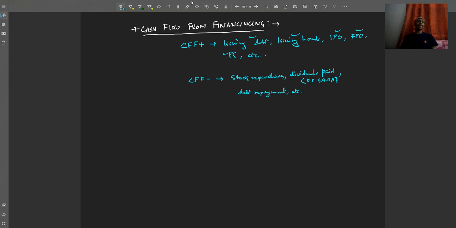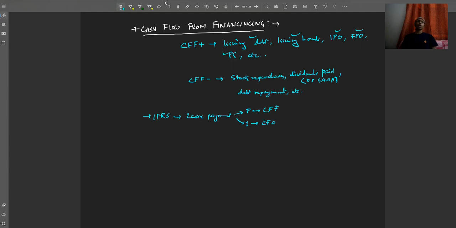Certain accounting changes have happened in IFRS. Because of these changes, it says that if there is a lease payment happening, there are two portions to it. One is the principal, another is the interest. The interest portion is basically an operating aspect, and the principal portion is a financing aspect. So this is a new phenomenon in IFRS.